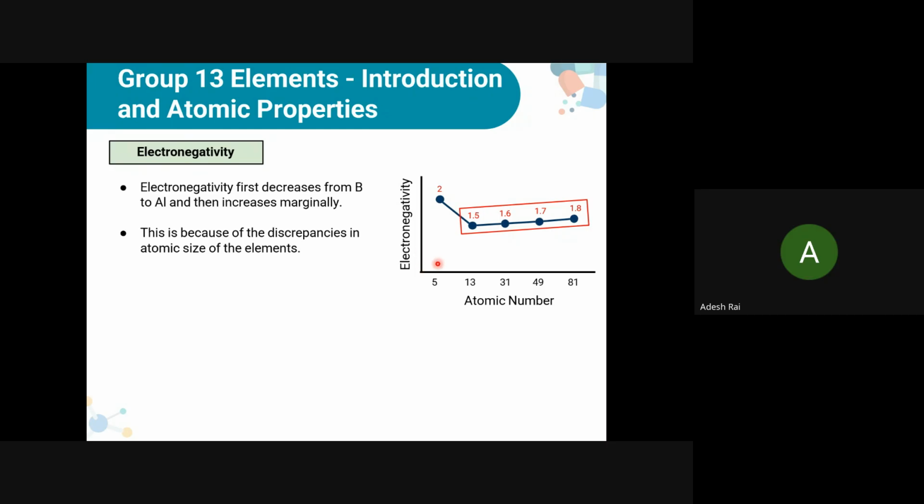If we move down the group, we all know metallic character will increase, so electronegativity will decrease. But in the case of the boron family, first it decreases, then it increases slightly. So please remember this exceptional case of electronegativity in the boron family.